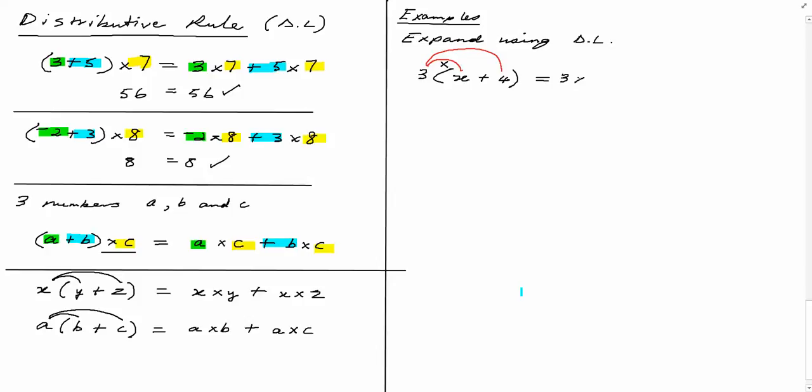So write something like this. This is what we're looking for. 3 multiplied by x.